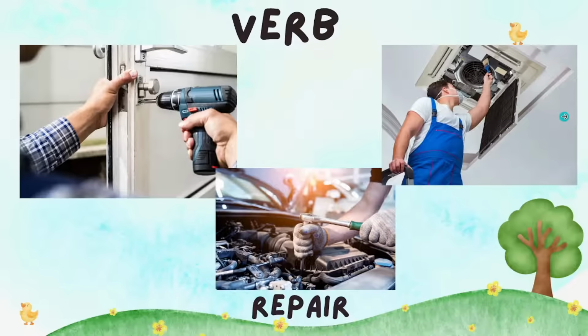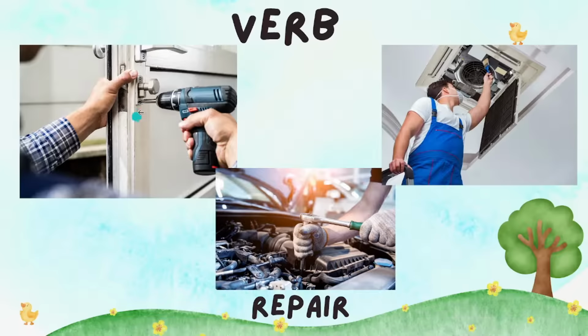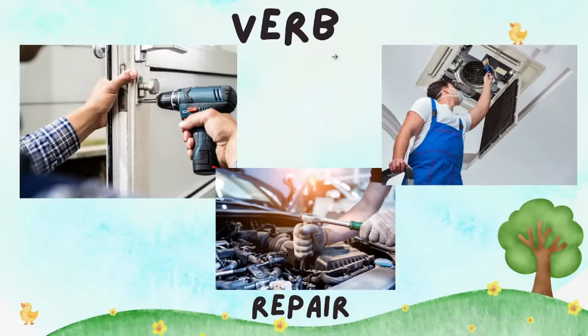Alright. So here, oh, okay. We repair. Repair. Okay? This man is repairing something, for the aircon, and for the car. For his car, I think. Okay? So repair is a verb. It is an action. So every time we move, it's already a verb. It's already an action. Every time.